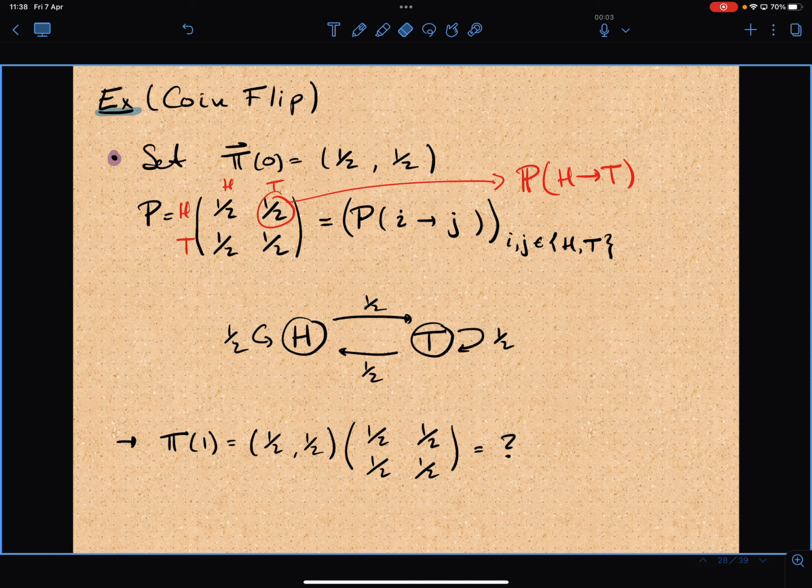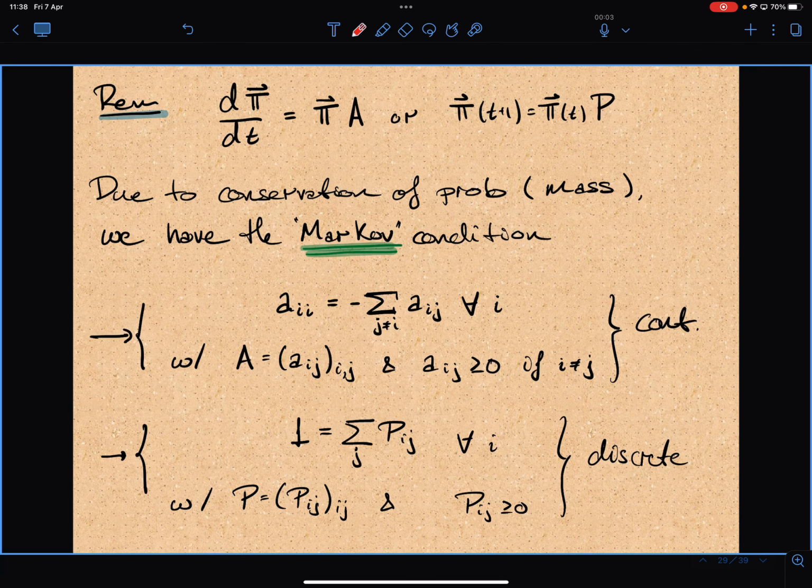Then if you start from equal probability of heads and tails, the probability at the next step, if you multiply everything out, you'll see that it stays 1/2, 1/2. This is how the probability evolves classically. One thing to consider in this evolution is that the matrices that give you this evolution of the probability vector have to satisfy this Markov condition.